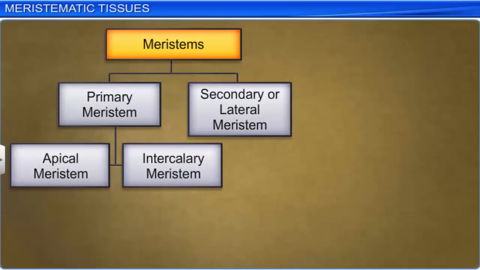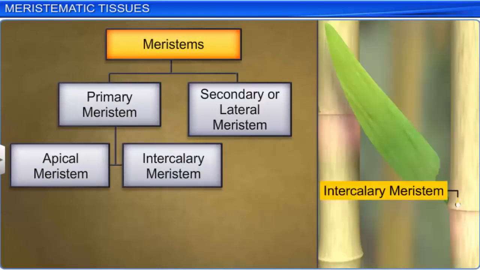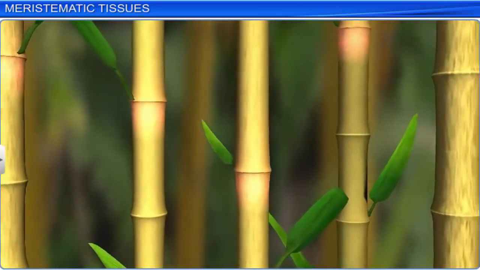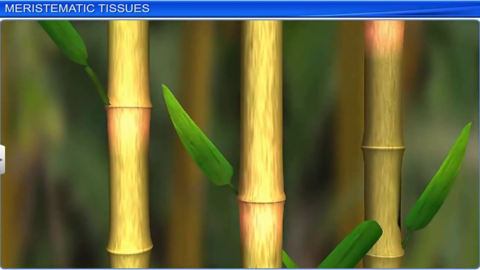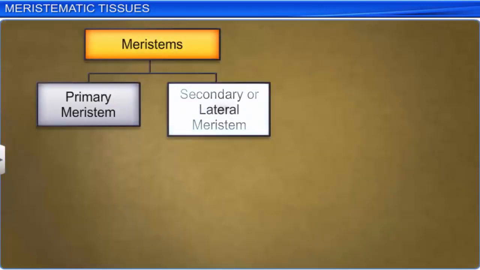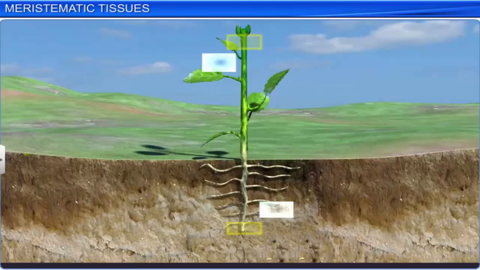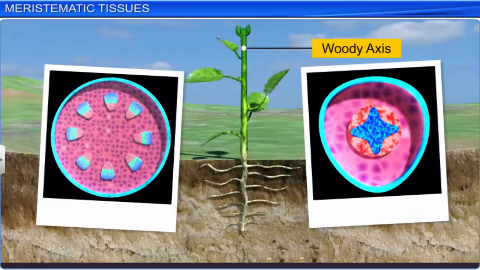Another type of primary meristem is intercalary meristem, which occurs between mature tissues. It helps in regenerating grass blades removed or eaten by grazing animals. Meristem that appears later in a plant's life is called secondary or lateral meristem. It occurs in the mature regions of the roots and shoots of many plants. Secondary meristem is responsible for producing woody axis and secondary tissues.